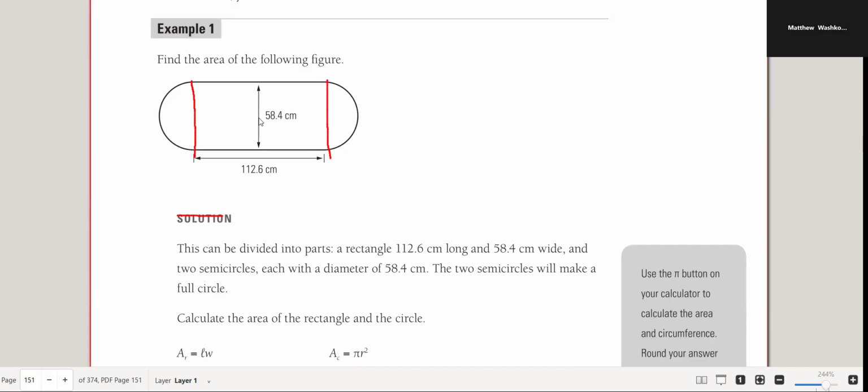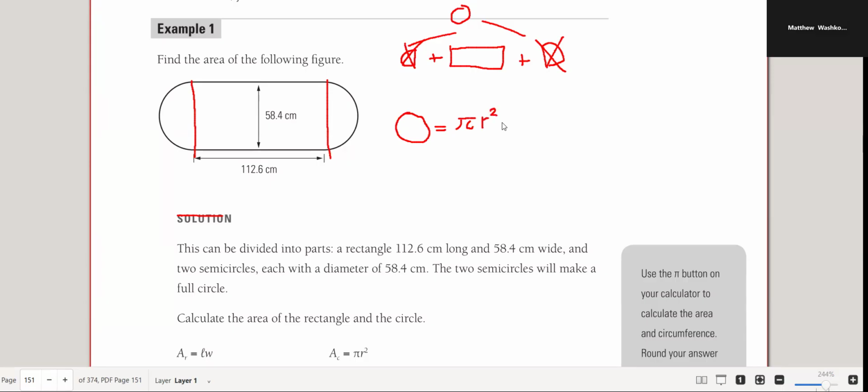oh, this is just a rectangle and two circles, right? So this shape here is just half of a circle plus a rectangle plus half of a circle. Well, how do I find half of a circle? I take a circle, I cut it in half, or I can just combine these into one circle. So it's a circle plus a rectangle. That's all it is. So for the circle, what's my area for a circle again? Well, isn't it pi r squared, right?